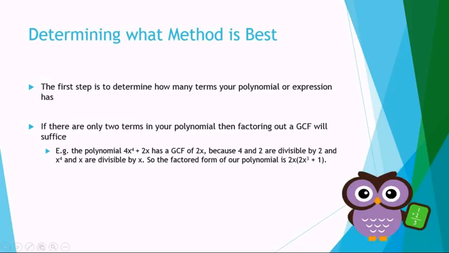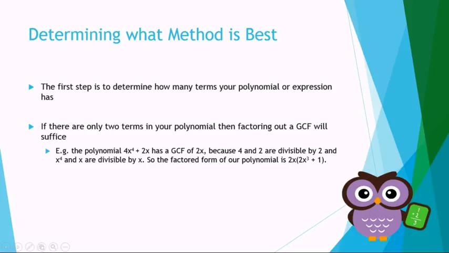So when you first come across a problem, you'll have to determine what method you'll use to solve or factor that polynomial. And in order to determine what method you're going to use, you'll have to count the number of terms in your polynomial. If you have only 2 terms in your polynomial, factoring out that greatest common factor, that's all you have to do and you're done. So if you have a polynomial of 2 terms, like right here, 4x to the power 4 plus 2x, you'll need to factor out the greatest common factor.